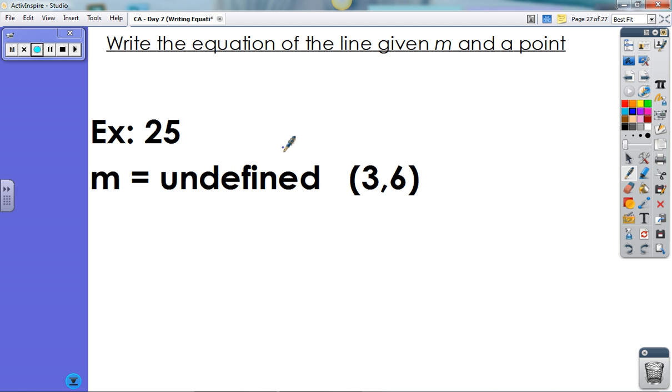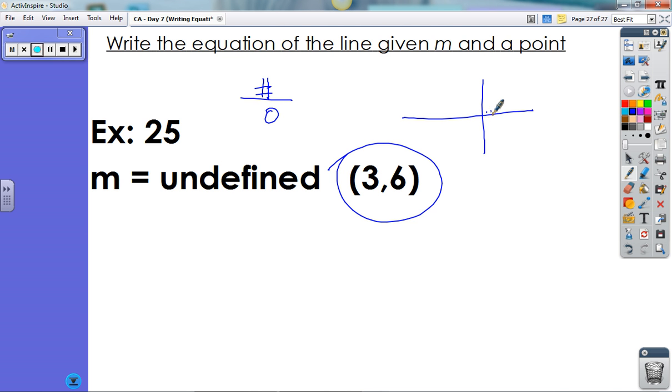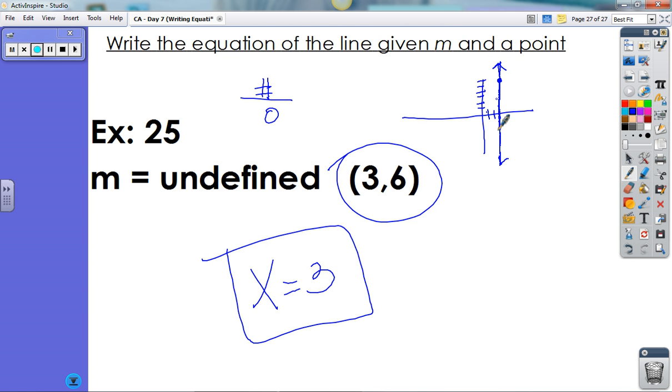Lastly, I have an undefined slope. So remember, if I have an undefined slope, that means it's some number over 0, which means I rise but I don't run. So that has to be a vertical line. And it's a vertical line that goes through the point 3, 6, which means it's a vertical line that goes through this point right here, which would be the equation of that line, x equals 3. Anywhere on this line, my x value is 3, no matter how far up and down I go.